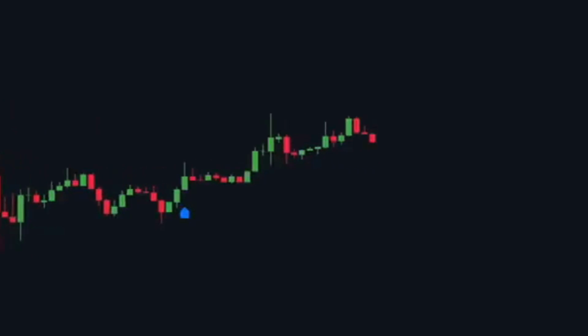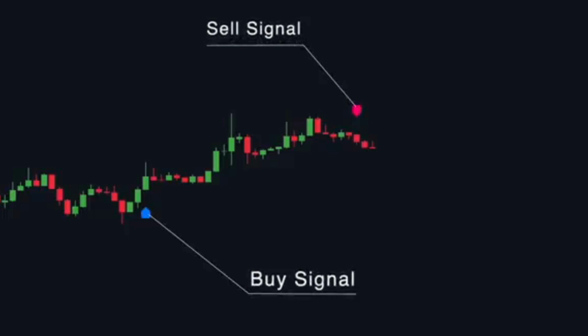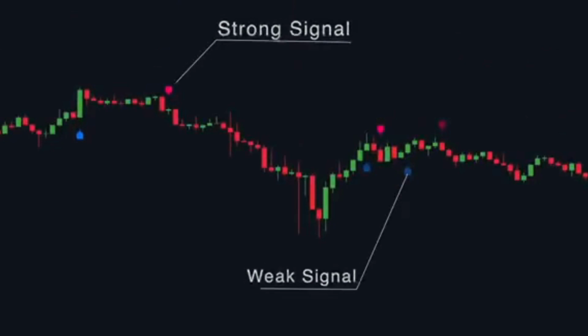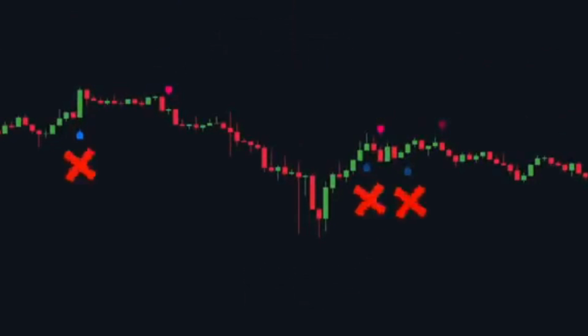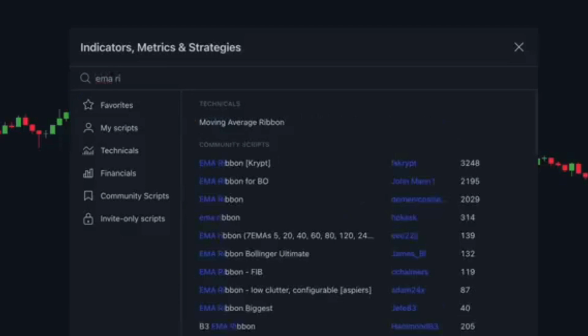It is also very simple to read. The indicator basically prints blue and pink labels which are buy and sell signals. Depending on the strength of the signals, labels may have lower or higher opacity. Of course, we cannot use this indicator on its own as this will lead to a lot of false signals. That's why we need to add the next indicator, which is called the EMA ribbon by Dominic Ossoletti.